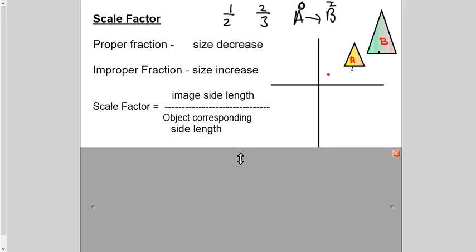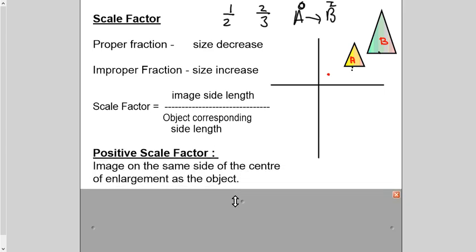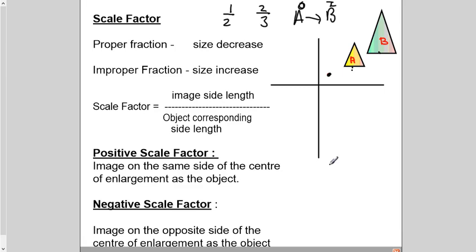Now, second thing is the scale factor can be plus or minus. If a scale factor is positive, then image will be on the same side as the object from the center of enlargement. For example, this is my center of enlargement. If a scale factor is positive, then image has to be on this side. But if a scale factor is negative, then image will be on this side. So one side you have object, and on the other side of the center of enlargement you have image, and image will be inverted. Remember it. In case of negative scale factor, the image is on the other side and inverted. So you can note down these important points.